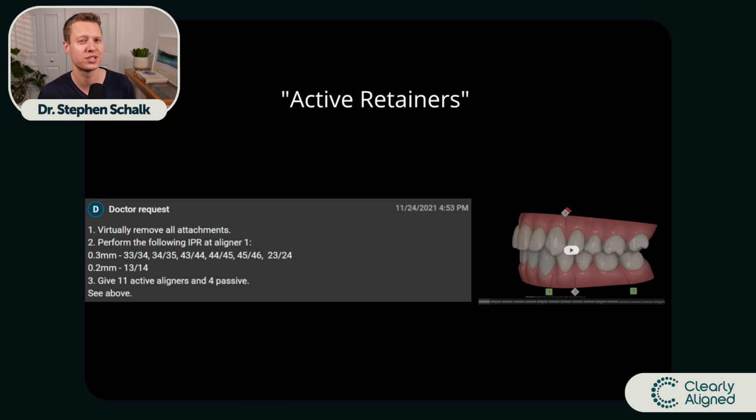Now, one thing we always check for with our cases at the very end, even though we've inserted the crowns now, we check to see if there's any loose contacts. We want to make sure that there's no spots where food is going to get stuck. So we floss between the teeth, and we're going to ask for IPR between any loose contacts.